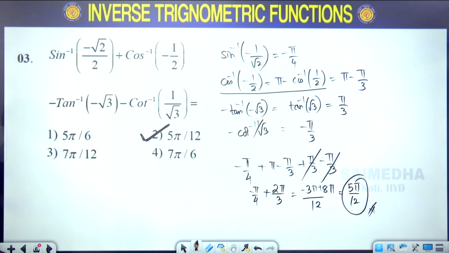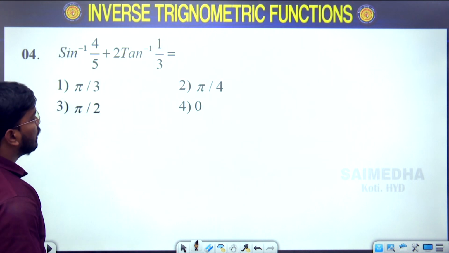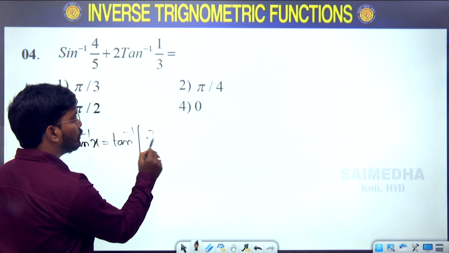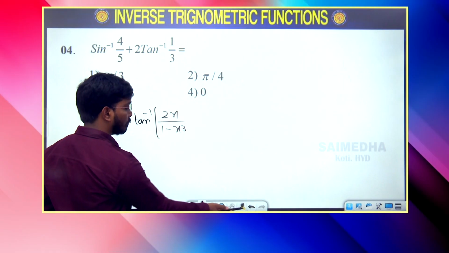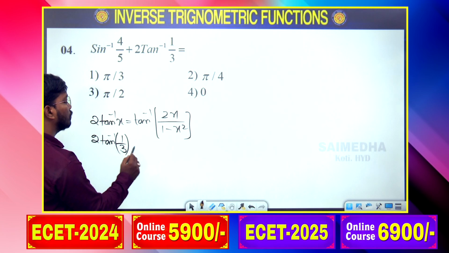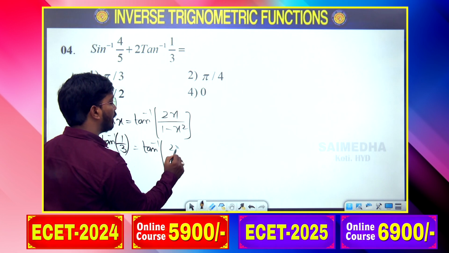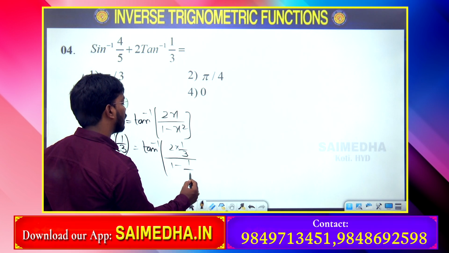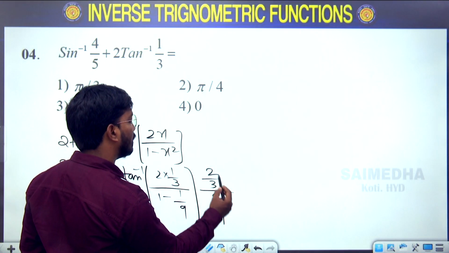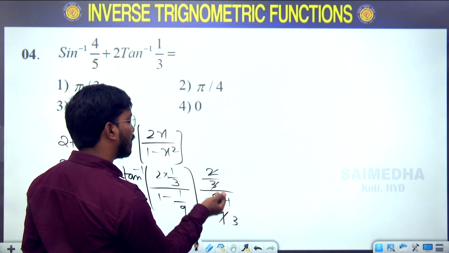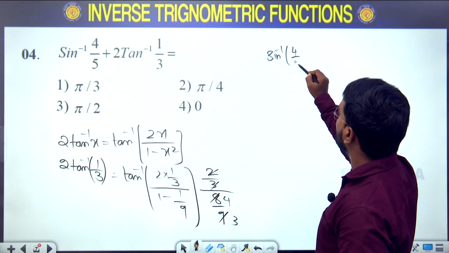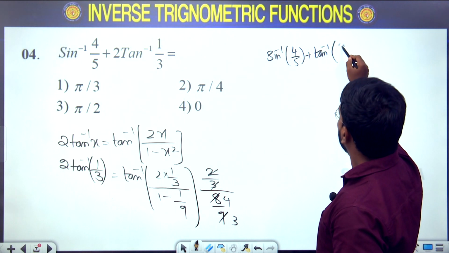Okay, moving on. Sine inverse of 4 by 5 plus 2 tan inverse of 1 by 3. Now the formula we need to memorize is 2 tan inverse x is equal to tan inverse of 2x divided by 1 minus x square. With this we can solve: 2 tan inverse of 1 by 3 is equal to tan inverse of 2 into 1 by 3 divided by 1 minus x square. X square is 1 by 3 whole square, that is 1 by 9. 1 minus 1 by 9 is 8 by 9. 2 into 1 by 3 is 2 by 3. 2 by 3 divided by 8 by 9 becomes 3 by 4. So we have sine inverse of 4 by 5 plus tan inverse of 3 by 4.